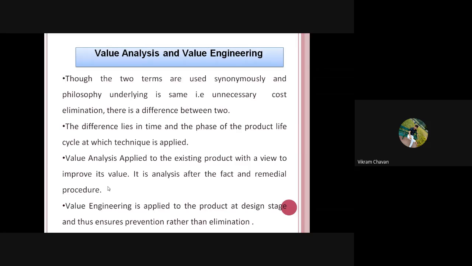Okay, so now the product is in a design stage only and the designer wants to increase the value of the product by adding the extra features or the required features of the product, or by designing in such a manner that the valuation for the product will be higher for the customer. So that terminology will be considered as value engineering.